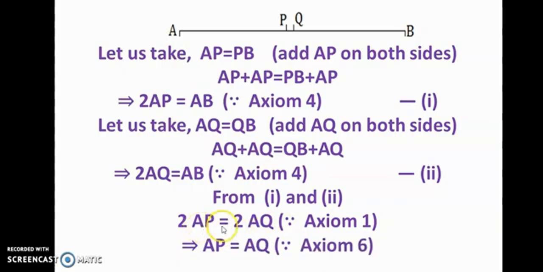So we can say that AP is equal to AQ since axiom number 6. Axiom number 6, what does it say? Things which are double of the same things are equal to one another. So we proved AP is equal to AQ.